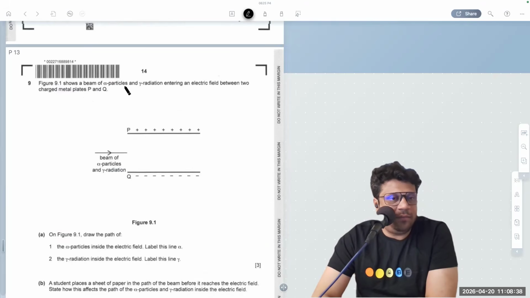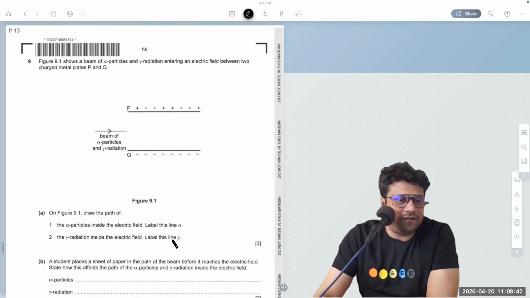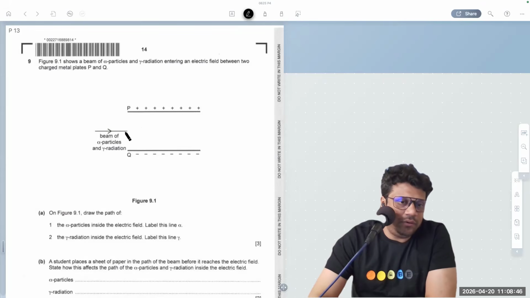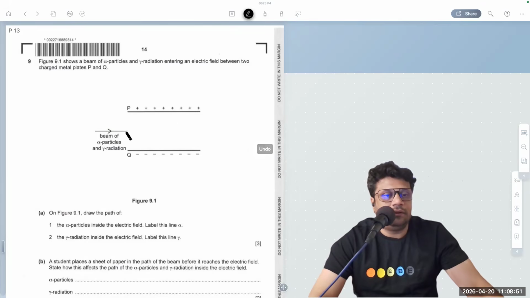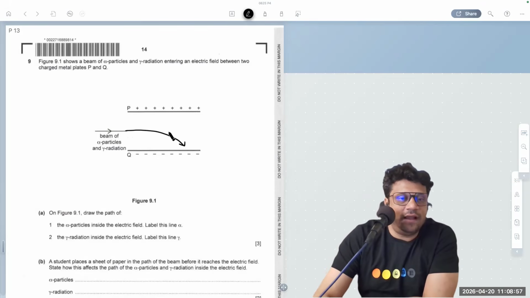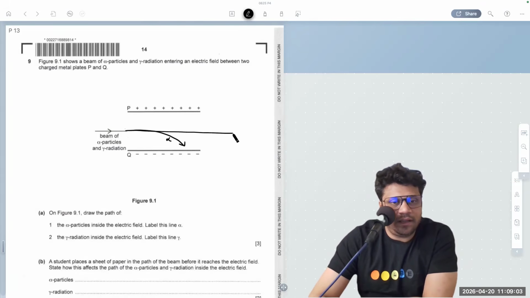A figure shows a beam of alpha particles, and between the two plates, draw the path of alpha particles inside the electric field. Well, alpha particles will go like that. Sorry, they're supposed to go towards the negative plate there. Okay, and label this alpha. Inside the electric field, gamma particles are going to go straight, so I'm going to put gamma there.